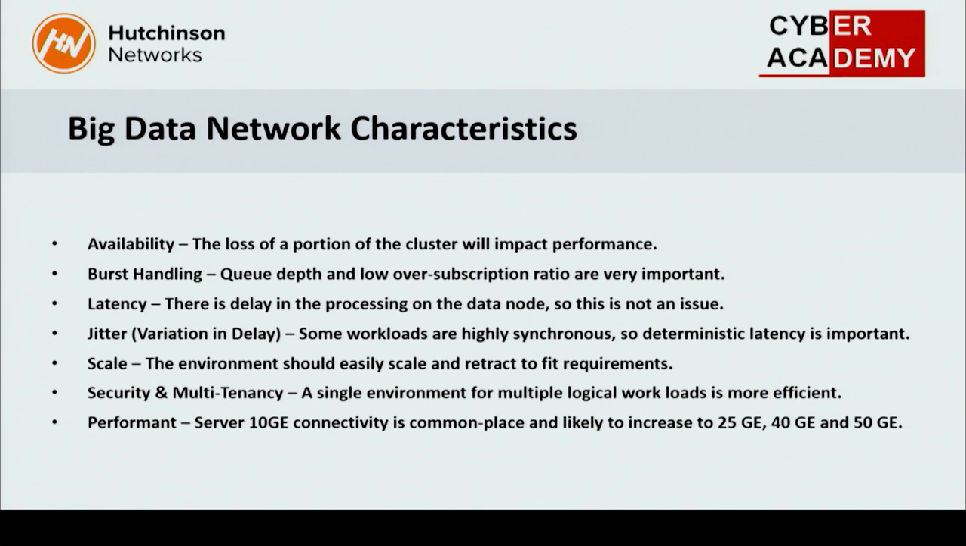To jump back to the first one, availability I think is pretty key as well. Again, if you're talking about 100 data nodes, your network segregated into a typical hierarchical model, then if you lose a portion of that network, you could lose 30% of your data nodes, and all of a sudden your ability to process has gone way down.